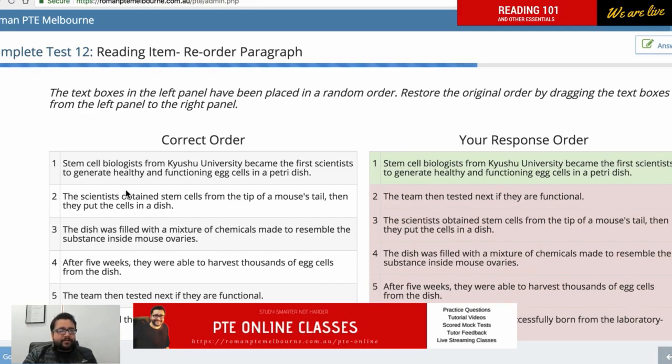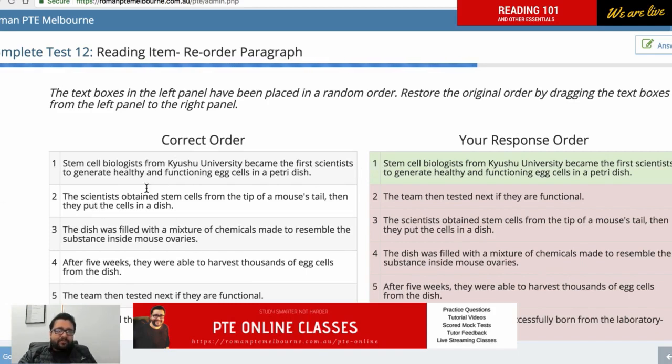So "stem cell biologist from Kyushu University became the first scientist to generate healthy and functioning egg cells in a petri dish." So you can say stem cell biologist, that's one clue. In a petri dish, that is another clue. So I need another sentence. We're talking about stem cell biologist and petri dish and first scientist.